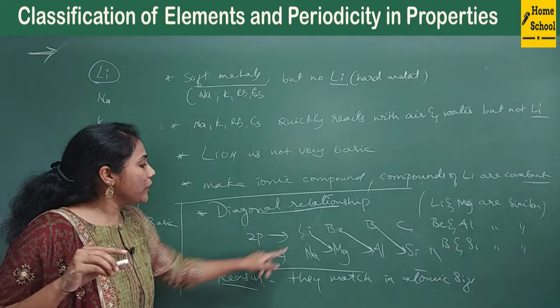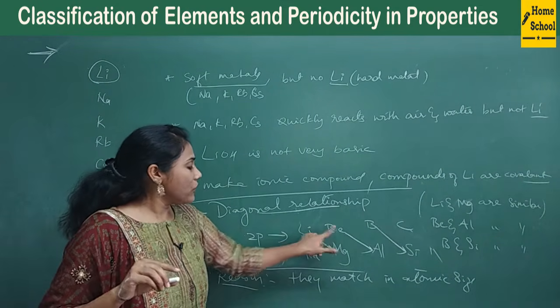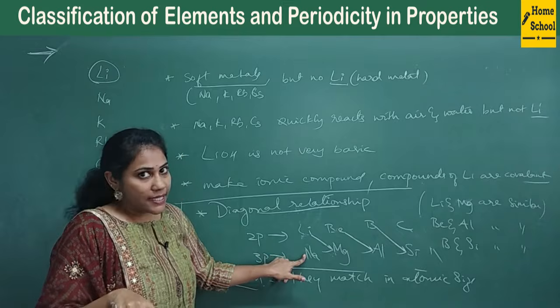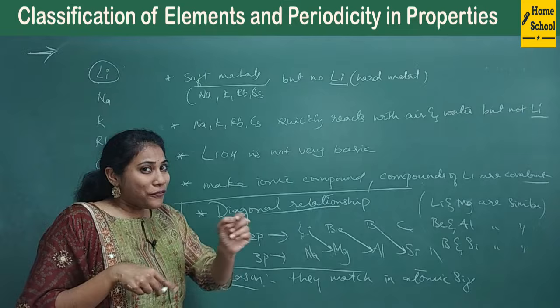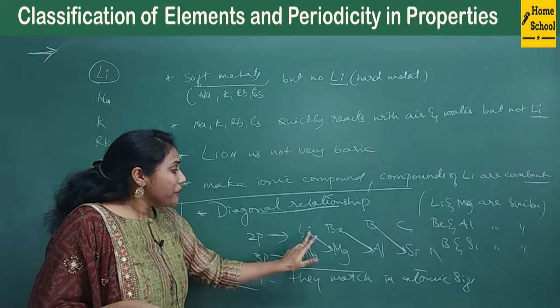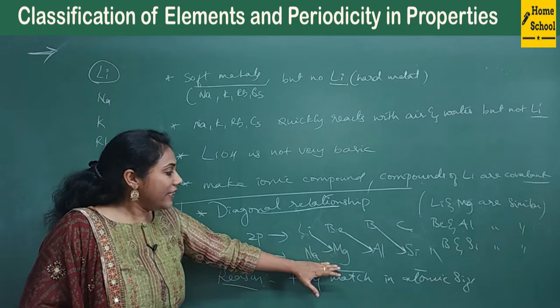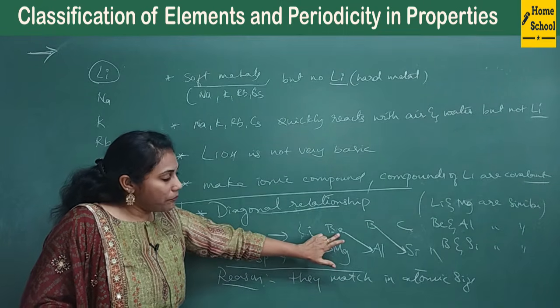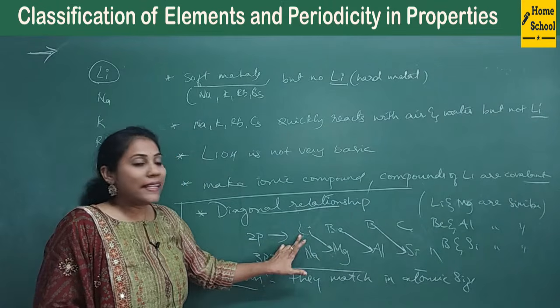So usually from top to bottom size increases, and from left to right size decreases. Because of this opposite trend, you see magnesium is coming in the third period, right? That means compared to beryllium, magnesium is quite big, and lithium is big enough.